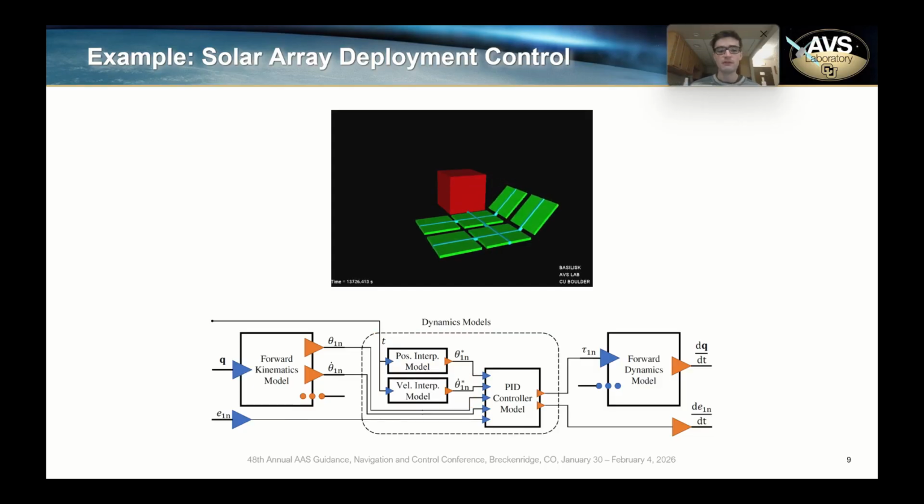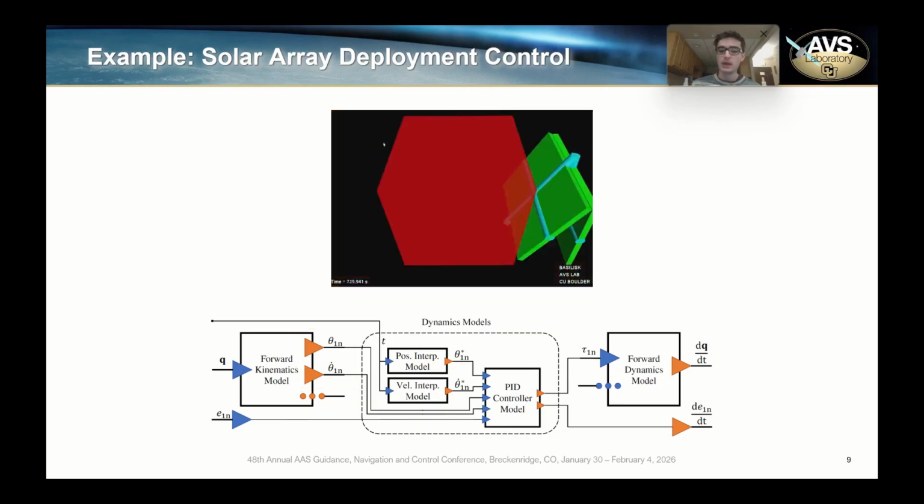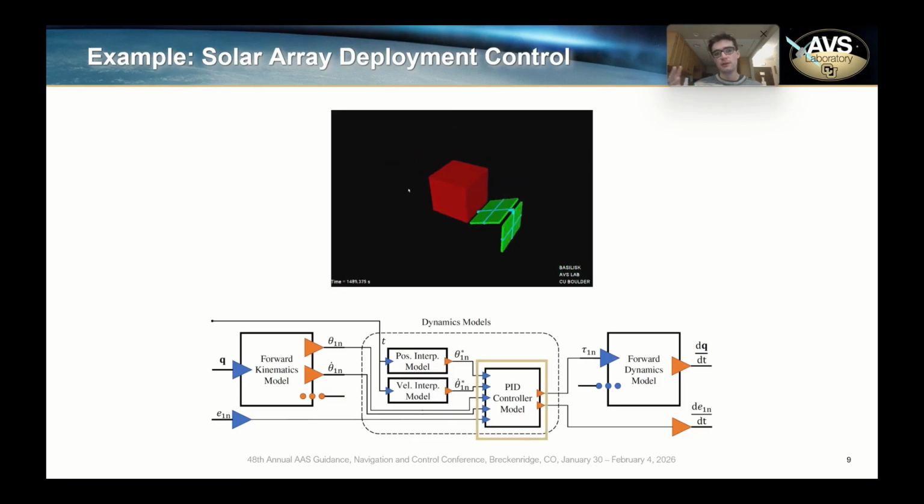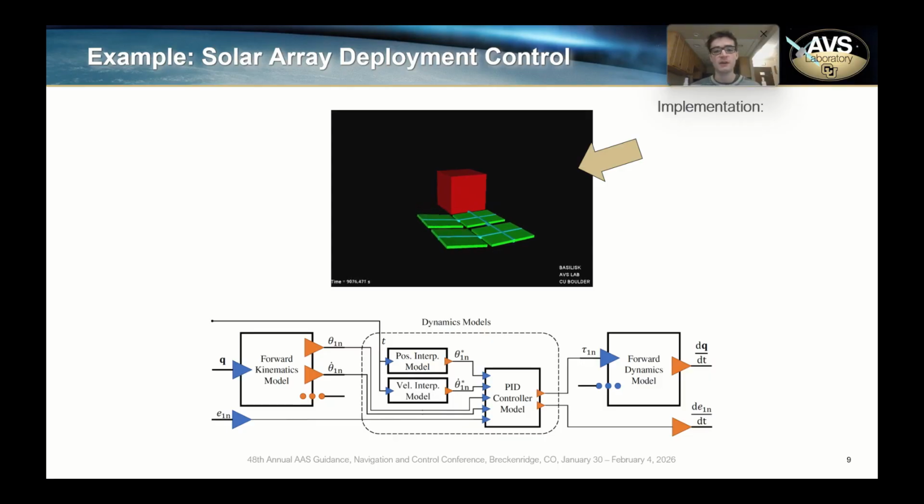And you have the forward kinematics model, which outputs the current angle and the current angular velocity of that joint. You can compare the desired and the current angular velocity in a PID control model, for example, which outputs a torque to exert on that hinge, on that joint. That is fed into the forward dynamics model, which computes the rate of change of the entire spacecraft configuration.